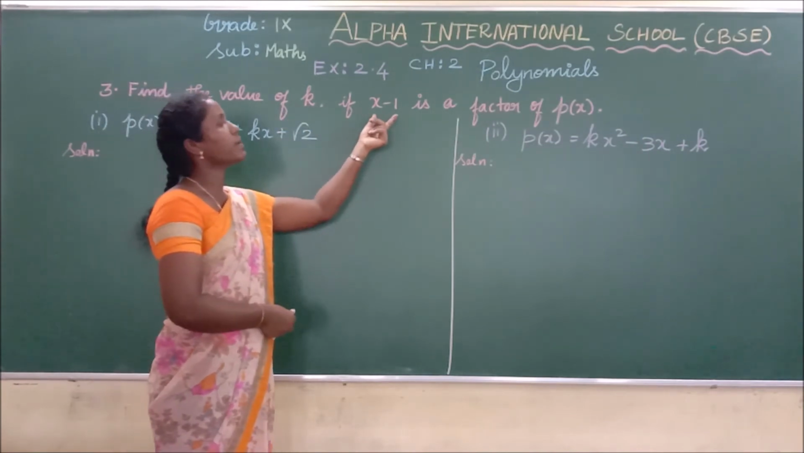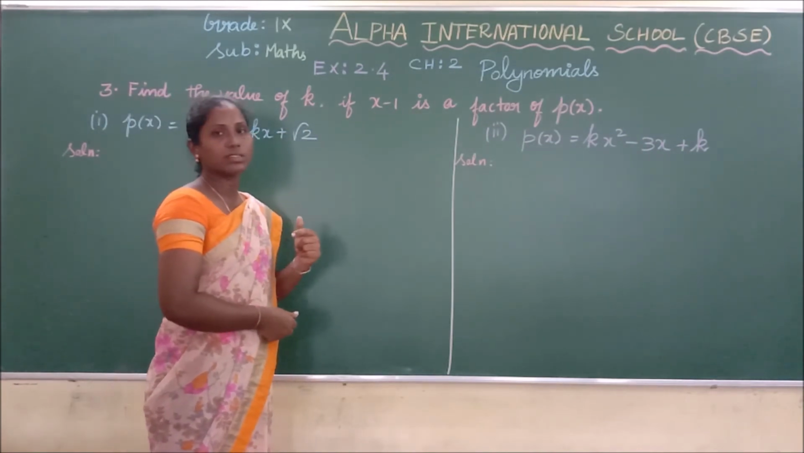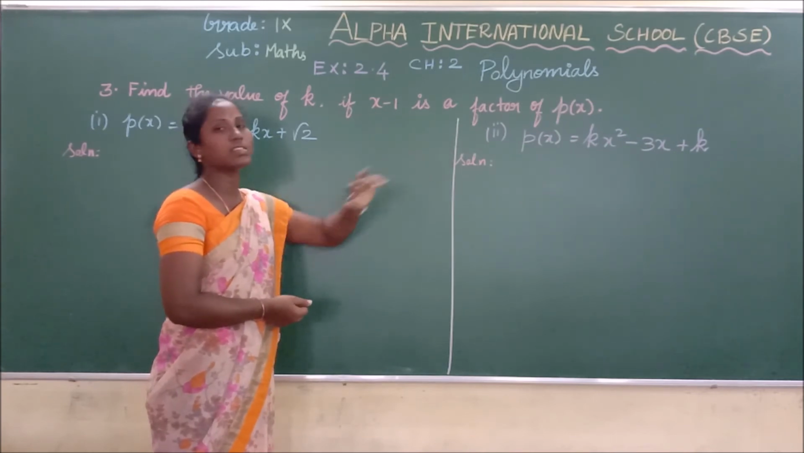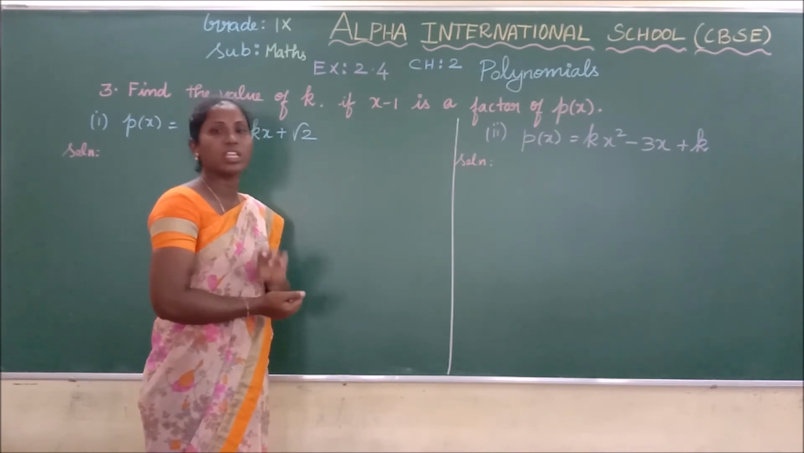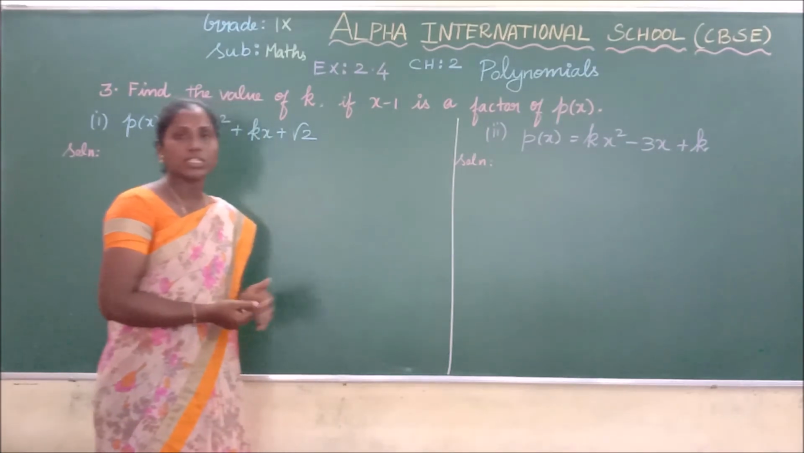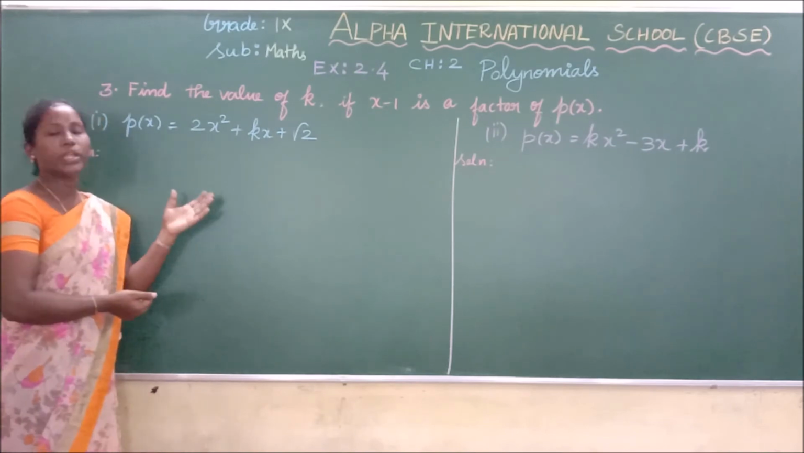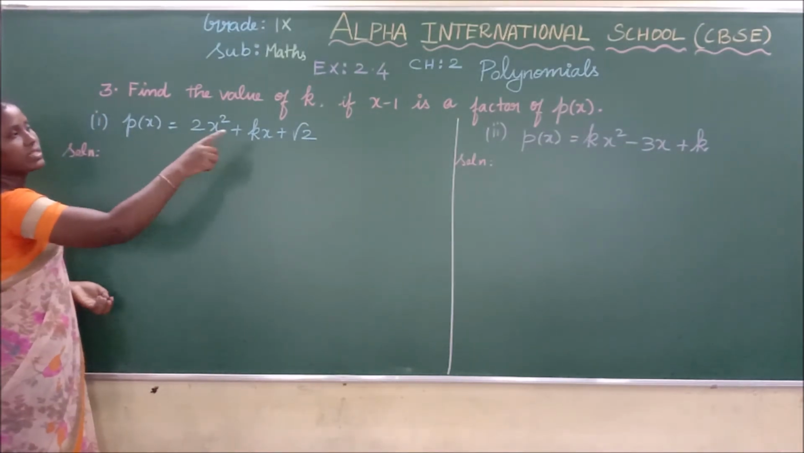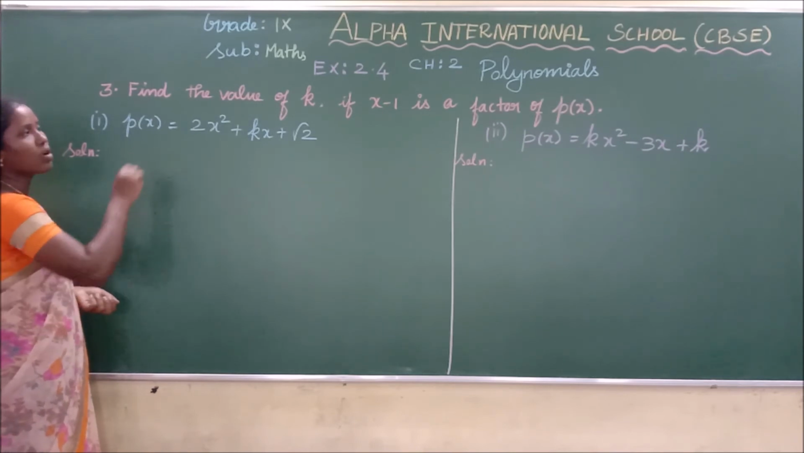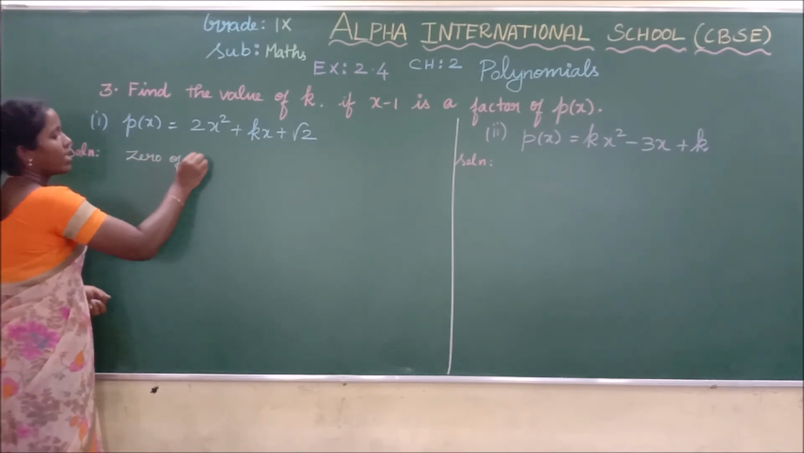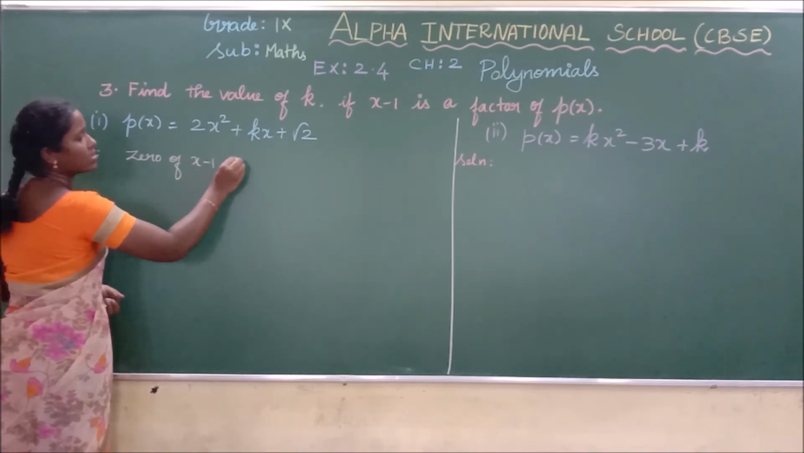Suppose x minus 1 is a factor of p of x, what is the remainder? If you substitute x equal to 1 in p of x, the remainder will be equal to 0. Then only we can say that x minus 1 is a factor of p of x. Using that concept of the factor theorem, we are going to find the value of k here. So x minus 1 is a factor of p of x. What is the 0 of x minus 1? The 0 of x minus 1 is 1.